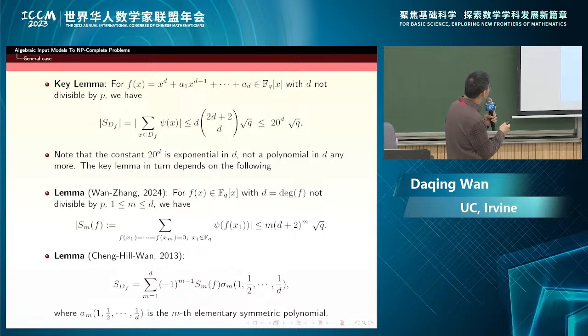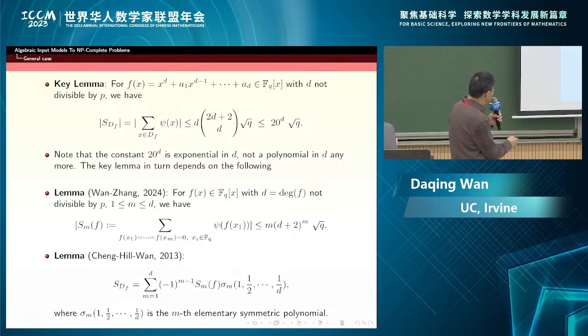So the key lemma: for a general polynomial of degree d, if d is not divisible by p, then the incomplete Weil sum is bounded by square root of q times this coefficient. The coefficient is unfortunately a little big. It is exponential in d, not polynomial in d anymore like in the previous simple examples. It's basically something like (2d+2 choose d), which is bounded by, let's say, 10 to the d or 20 to the d. So this is exponential in d, not polynomial in d anymore.